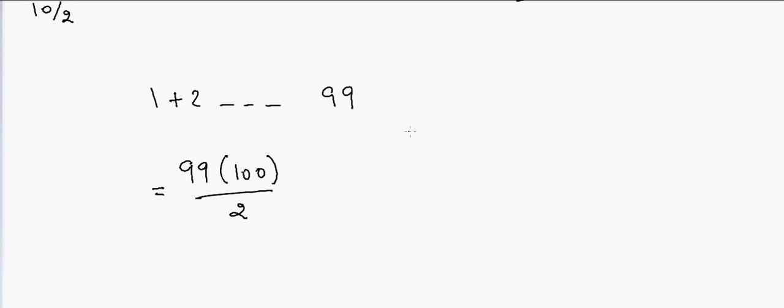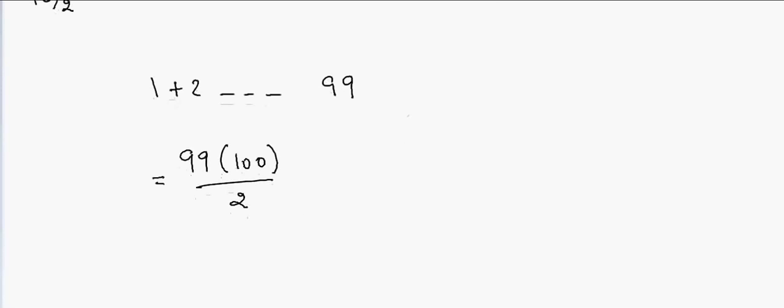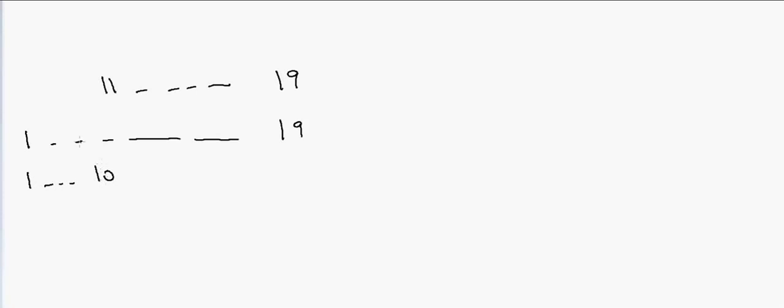If I have to do the same thing until 100, then I can do the same. So now suppose instead of 1, the number starts from somewhere else, suppose it starts from 11 and goes until 19, so how will I do that? In that case, I'll first add 1 to 19, and then I'll subtract 1 to 10 from it.